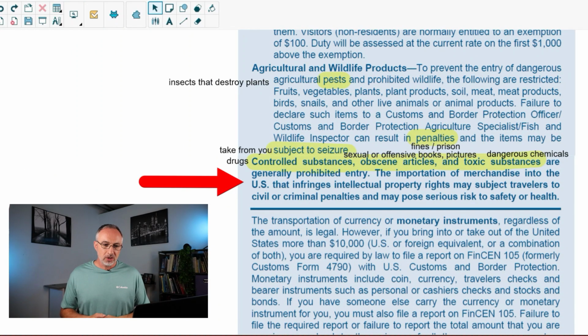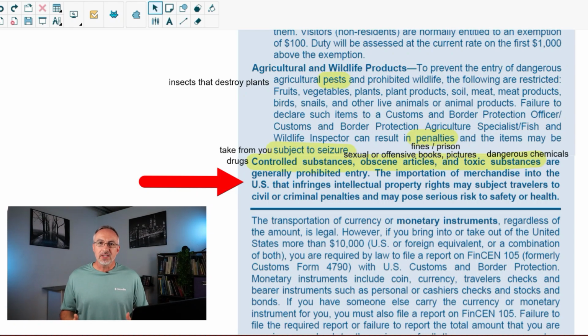The importation of merchandise into the US that infringes, we said infringes means to break the law, infringes intellectual property rights may subject travelers to civil or criminal penalties and may pose serious risk to safety or health. So it may pose something. When we say we pose something, we mean it makes it or it creates it. So it can create a serious risk, right? A serious problem for someone's safety or someone's health.